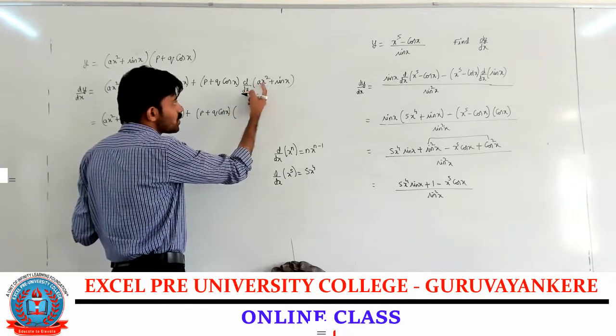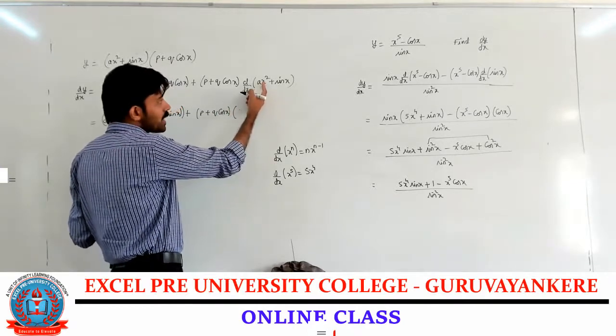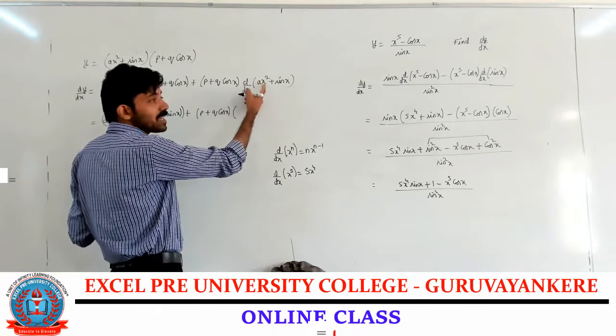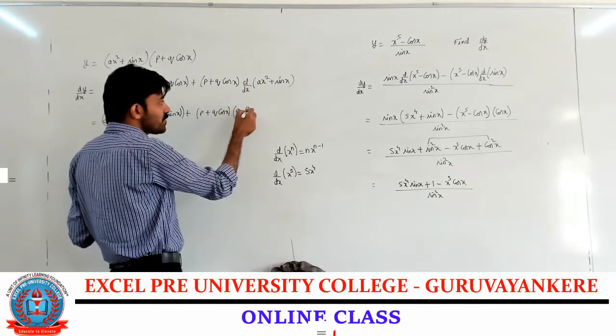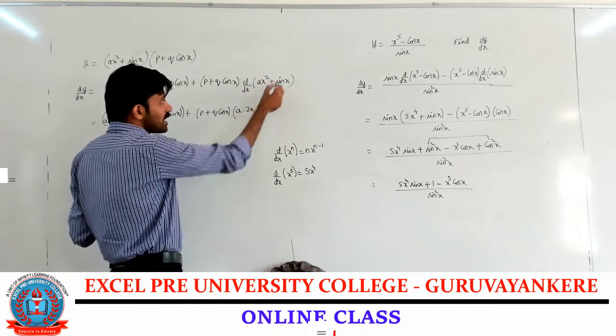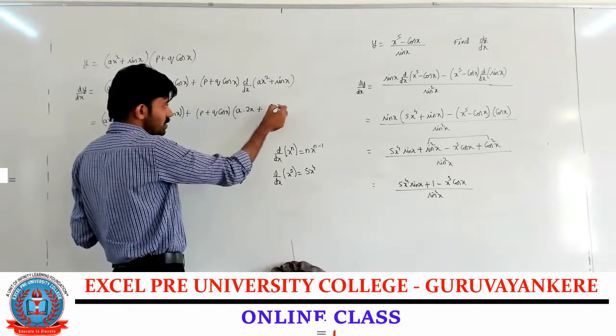Again constant into variable. A is constant, x is variable, so x square is variable. Constant into variable means constant keep as it is. Differentiate x square to x. Derivative of sin x is cos x.